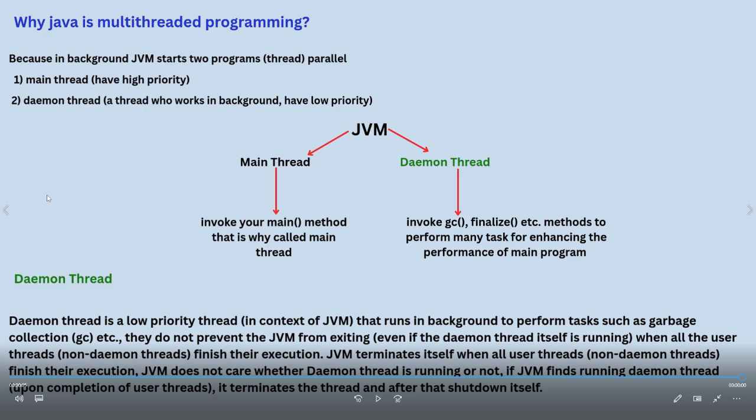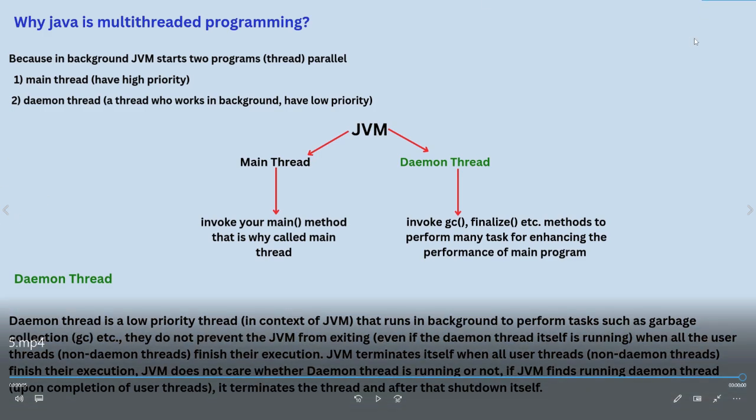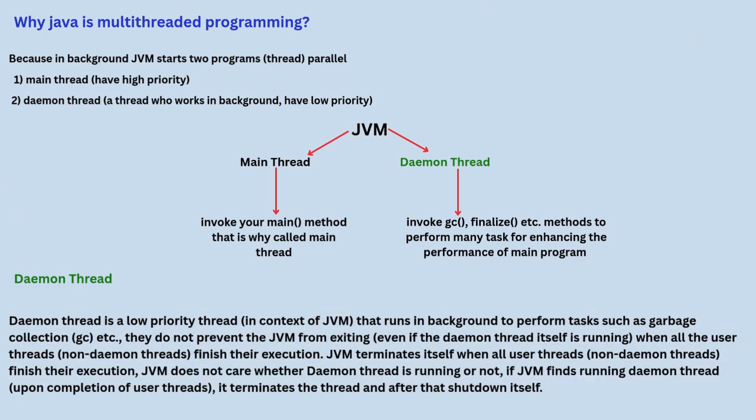JVM has two threads, one is the main thread, another is the daemon thread. The main thread invokes your main method, that is why it is called the main thread. The daemon thread invokes GC, garbage collection, finalize, etc.